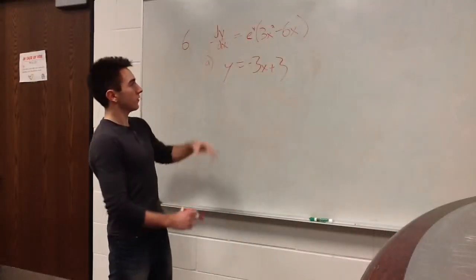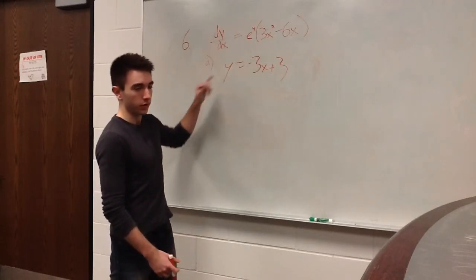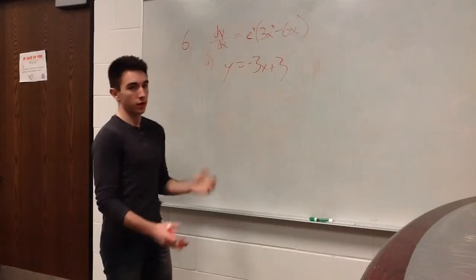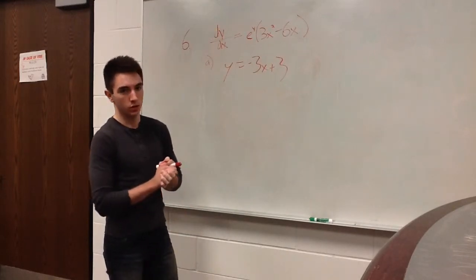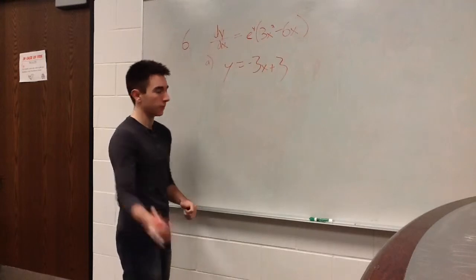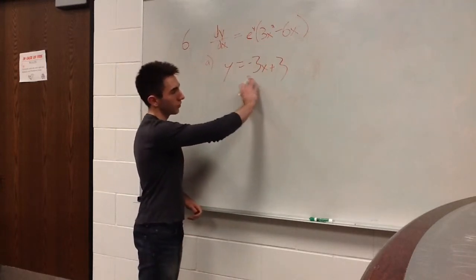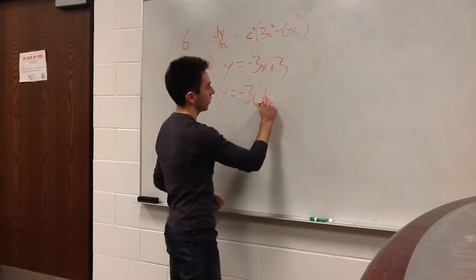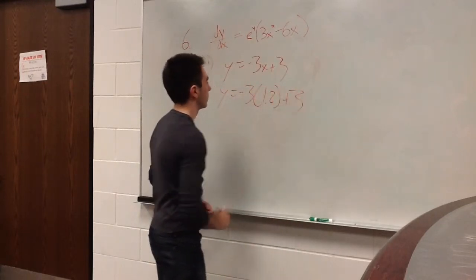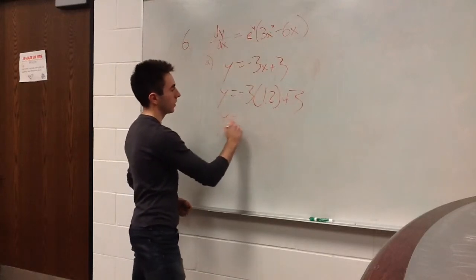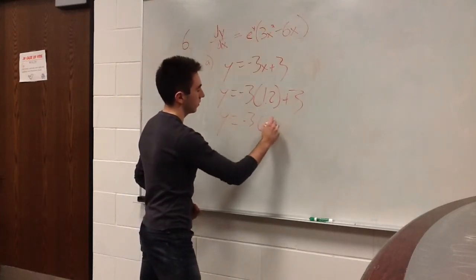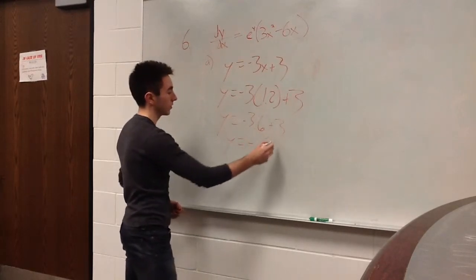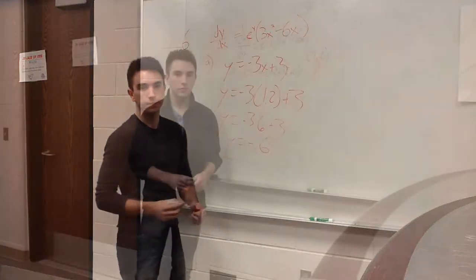Alright guys, so we just solved for the line tangent to the point (1, 0) of this graph. Now we're going to approximate f of 1.2. The way we're going to do that is simply plug 1.2 in for our x value. So we get y equals negative 3 times 1.2 plus 3, which is y equals negative 3.6 plus 3. That's just simple simplification, and we get negative 0.6 as our answer.